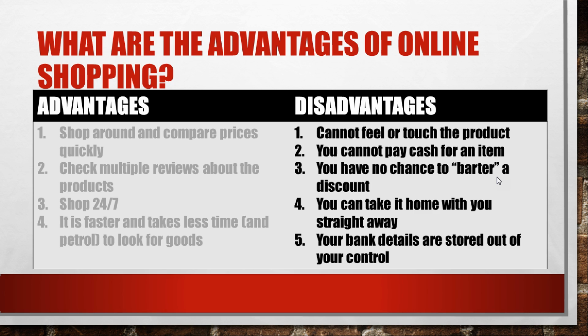Also, if you get something in a shop, the beauty is I'll have that one, pick it up and go home with it. Problem with the internet is you have to wait for it, and sometimes have to pay a bigger fee, and that can be a bit of a pain. Also, your bank details are stored out of your control. So if you're online shopping, your credit card details, your date of birth, your address, your buying habits, they're all stored out of your control.